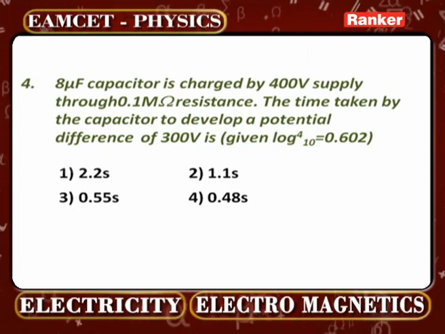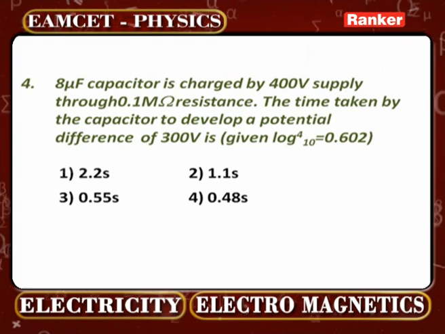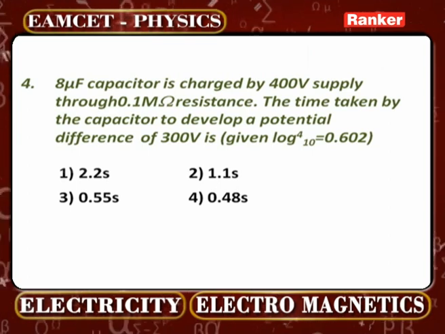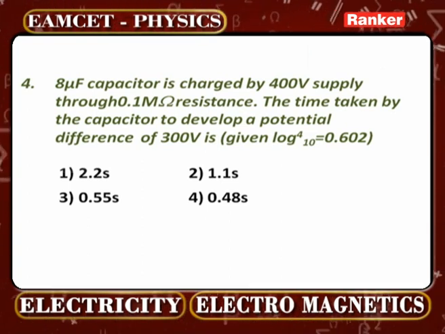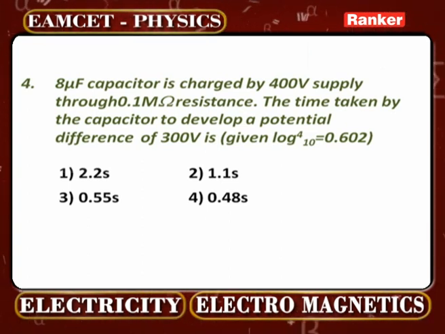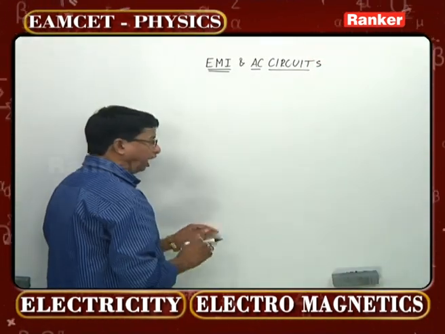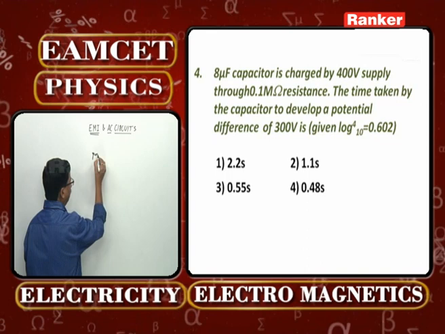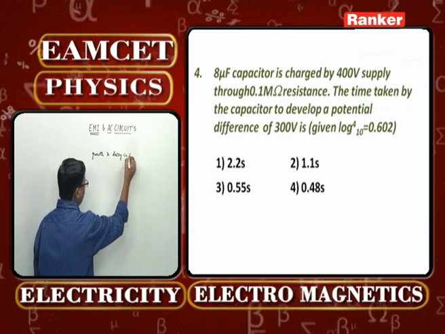8 microfarad capacitor is charged by 400 volt supply through 0.1 mega ohm resistance. The time taken by the capacitor to develop a potential difference of 300 volt is how much? One of the values, of course, he has mentioned in brackets, given log 4 to the base 10 is 0.602. That is a concept. Now, where from actually we have taken this particular question? We are having growth and decay of charge in CR circuit. You people can all understand growth and decay, in what? In CR circuit.